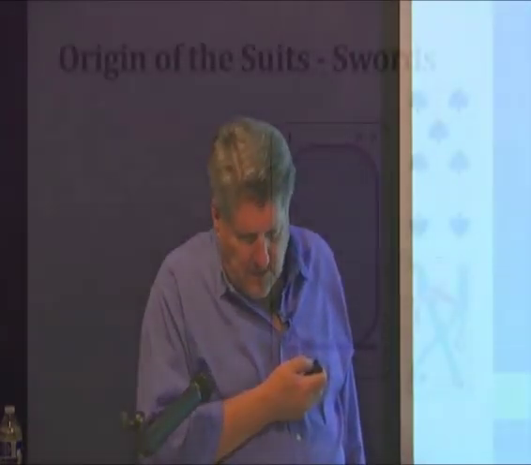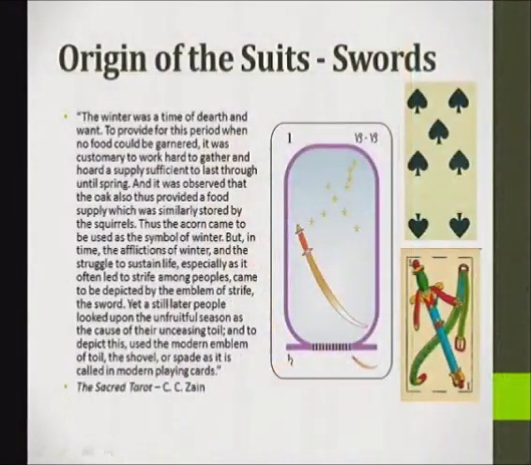So Zane's description for this is, the winter was a time of dearth and want. To provide for this period when no food could be garnered, it was customary to work hard to gather and hoard a supply sufficient to last through until spring. And it was observed that the oak also thus provided a food supply, which was similarly stored by squirrels. Thus the acorn came to be used as the symbol of winter.